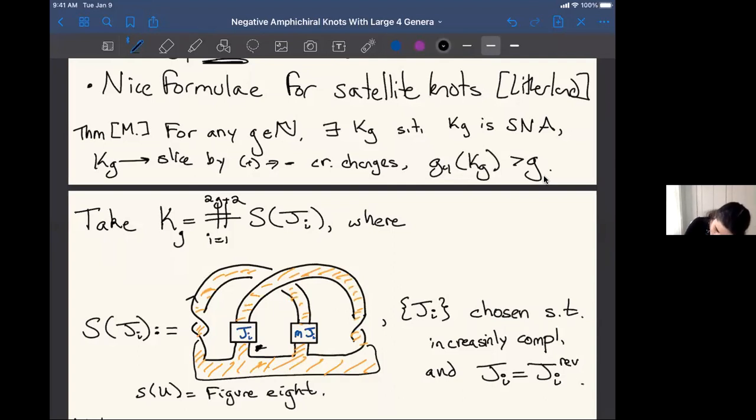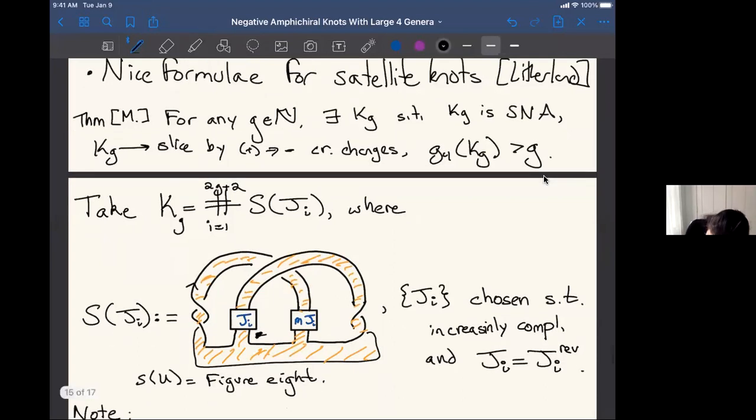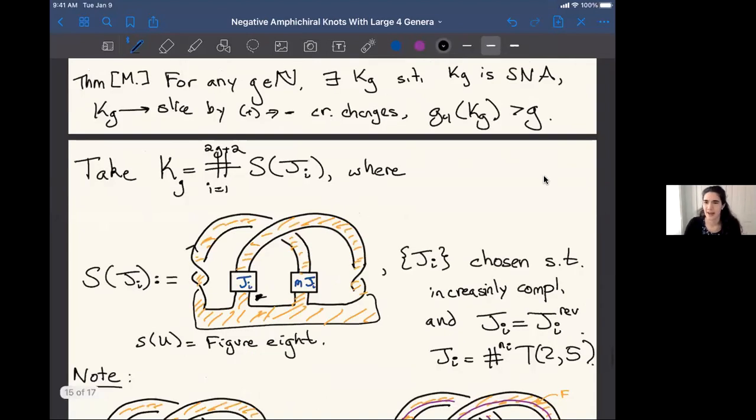We're going to, in fact, be able to, if we wish, take JI to be a large connected sum of 2,5 torus knots, for example. The 5 here doesn't really matter. It could be anything bigger than 3.